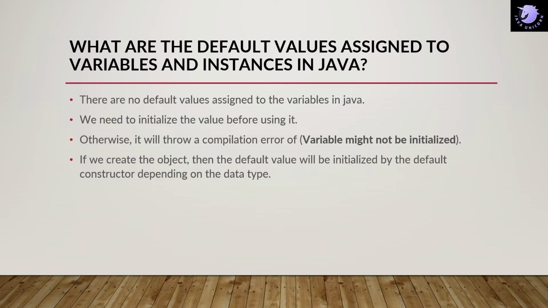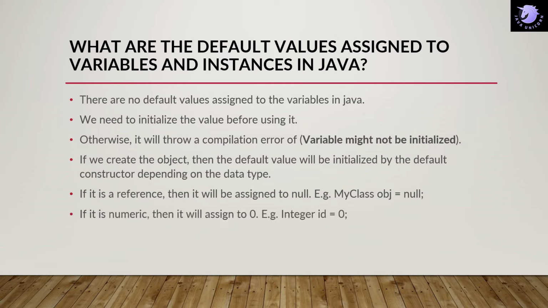But if we create the object, default values are initialized for those variables or instances. Let's say, for example, we have MyClass as a class, and the reference variable is obj. The default value of this reference will be null. In the case of numeric variables, the value is 0, and for boolean the default value is false.